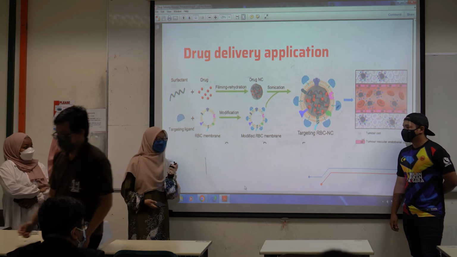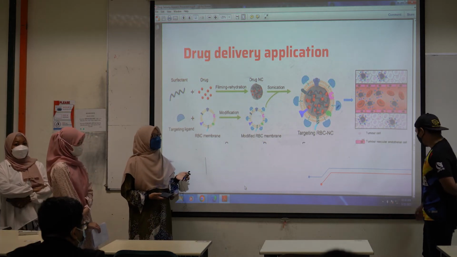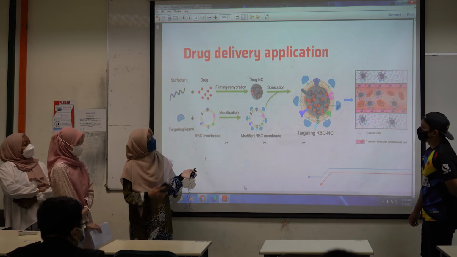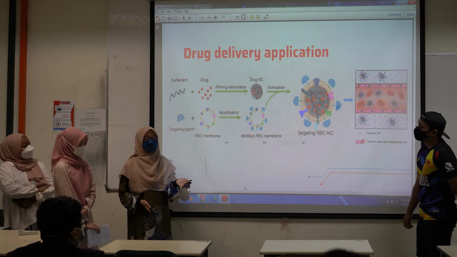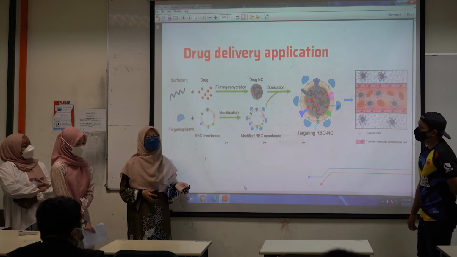It is a good try. Actually, I asked what is the difference between passive and active targeting. So the answer is that passive depends on the EPR effect, and active targeting depends on both the EPR effect and the specific ligands.